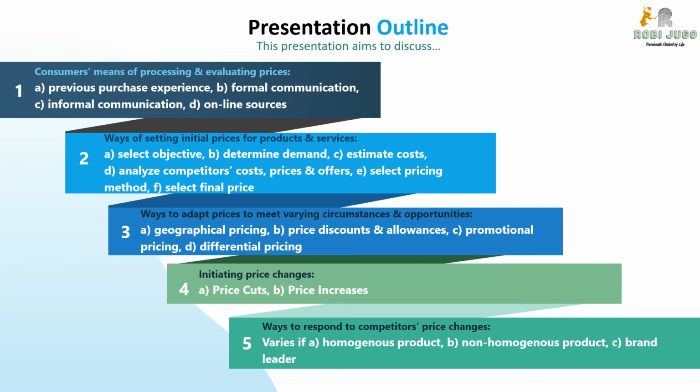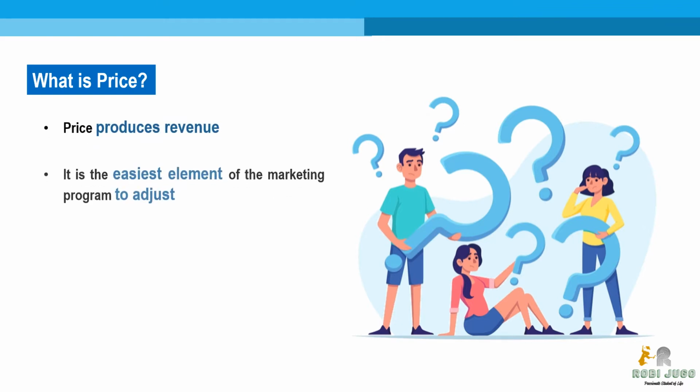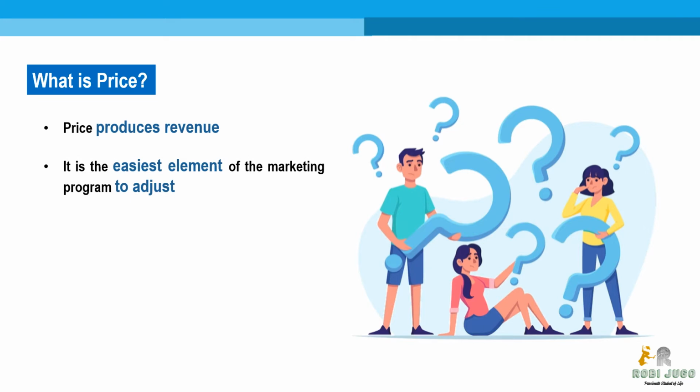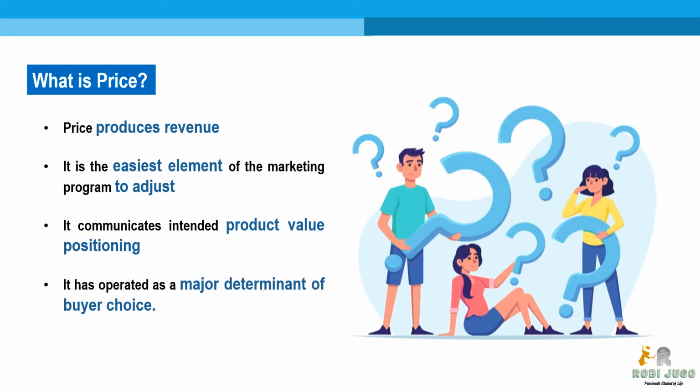This next page shows the presentation outline. Price is considered to be the central topic of this presentation. But what is price? Price is the one element of the marketing mix that produces revenue. Among all factors of marketing, it is considered to be the easiest element to adjust. It communicates to the market the company's intended product value positioning. It is also the major determinant of a buyer's choice.